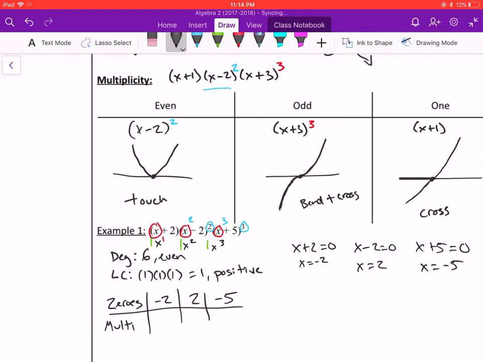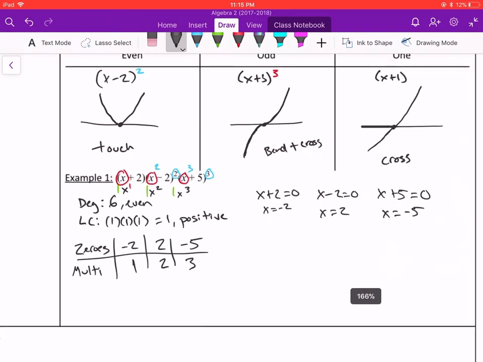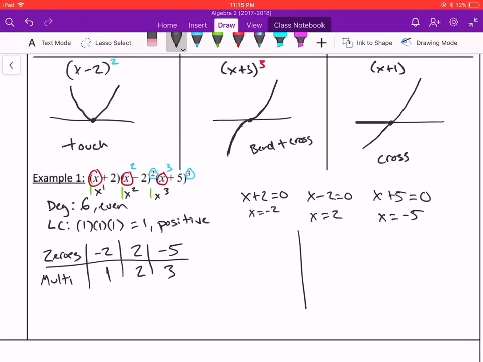The negative 2, remember your first term here, had a multiplicity of 1. Your second one had a multiplicity of 2. And your last one right here, your negative 5, has a multiplicity of 3. Put it all together. So here are my zeros. We have different zeros: negative 2, negative 5, and positive 2. Those are all our zeros.